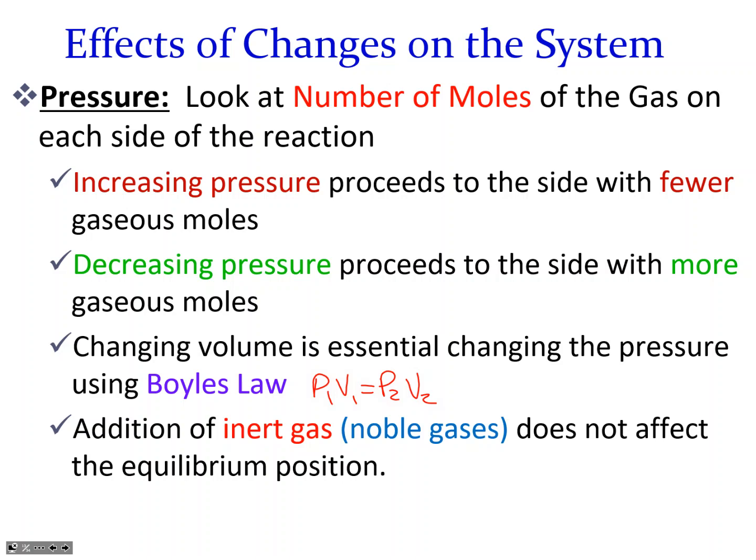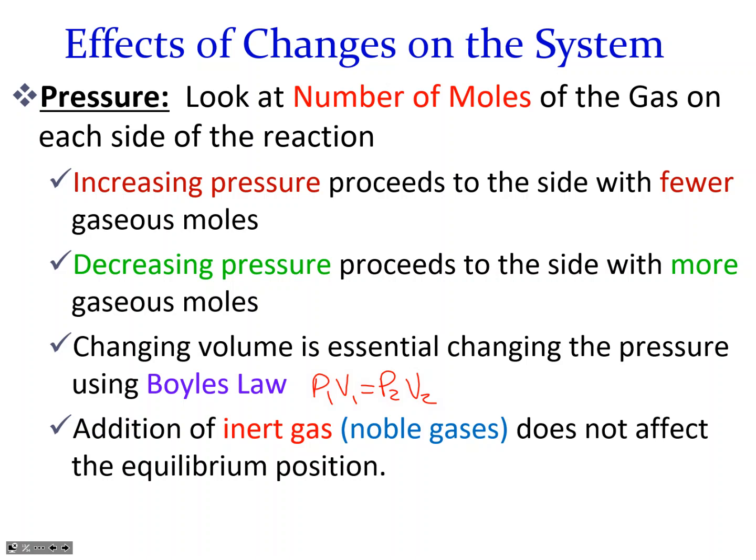One other thing they throw in for AP is they might sometimes tell you they're adding in an inert gas. Inert gases are non-reactive, they do not react. So the ones that they'll be selecting to put in that kind of question would be a noble gas. Those ones are the unreactive gases. They do not affect the equilibrium position, so there will be no shift. Nothing will change about your equilibrium position.